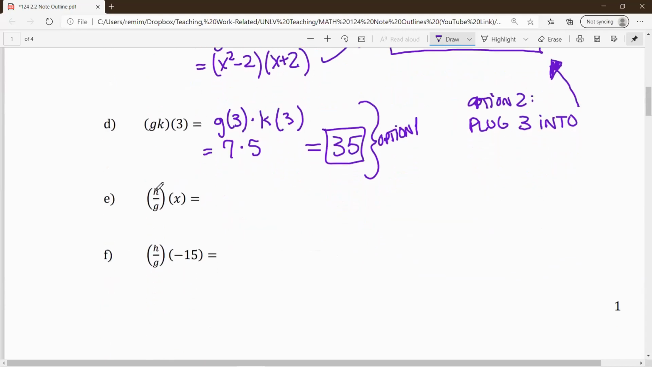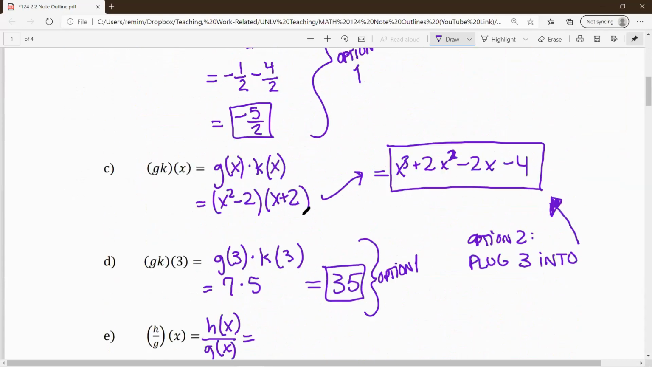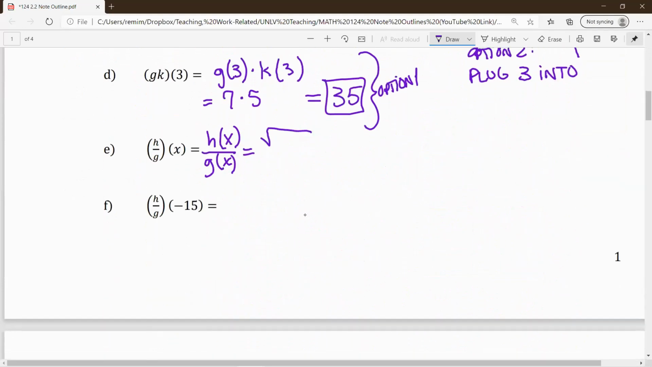Part E, we have h over g of x. So to write that, we're going to put h of x on top over g of x. So let's look to see what those two functions are. h of x is the root of 10 plus x, and g of x is x squared minus 2. So this is going to go in the numerator, and this is going to go in the denominator. So I get root 10 plus x on top over x squared minus 2 on the bottom, and there's no simplifying to be done there, so that would be our answer.